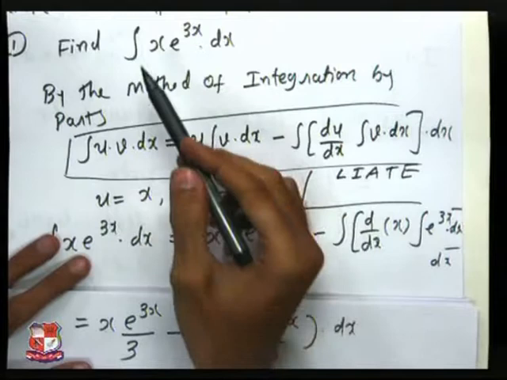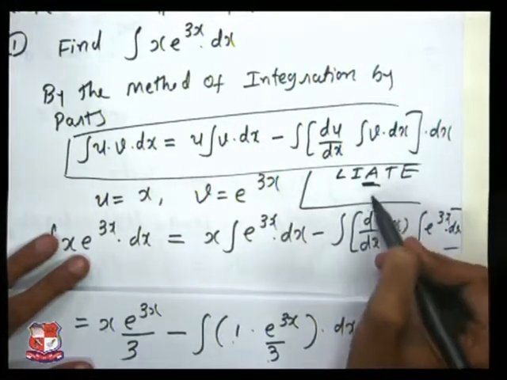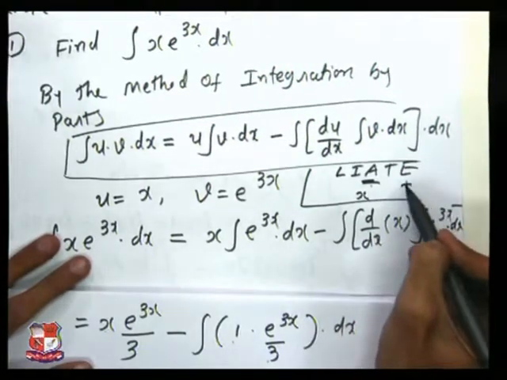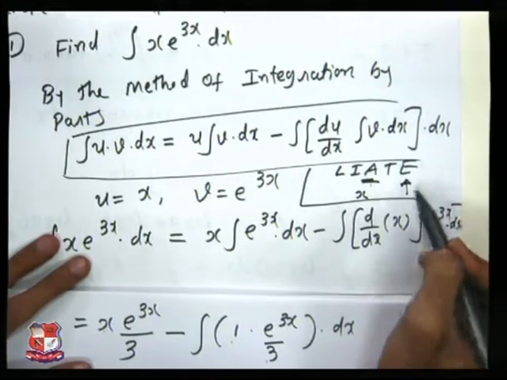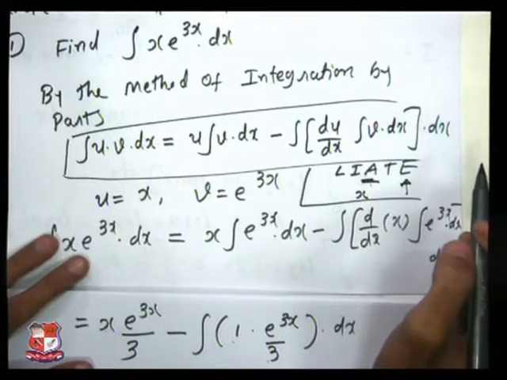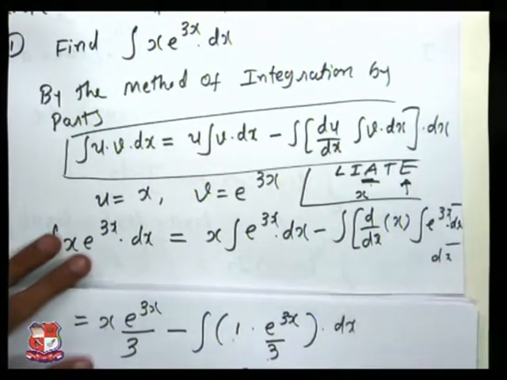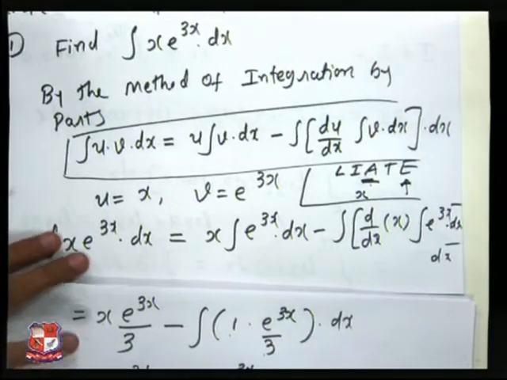So here in this case x is from the A, and e raised to 3x is here. So we have taken u is equal to x and v is equal to e raised to 3x. So in this way we can select u and v. So this is the solution of example number 4b first.